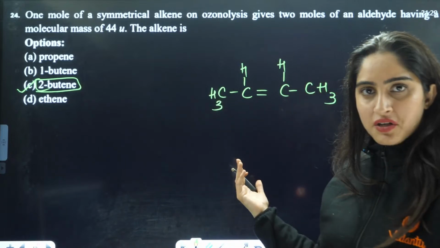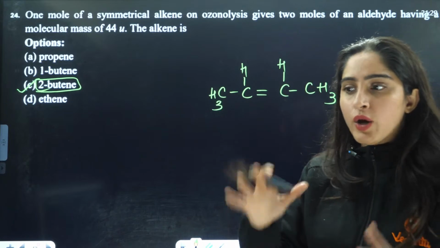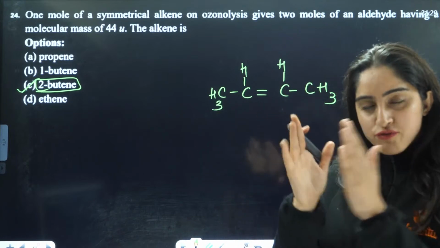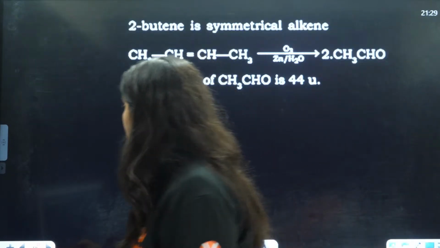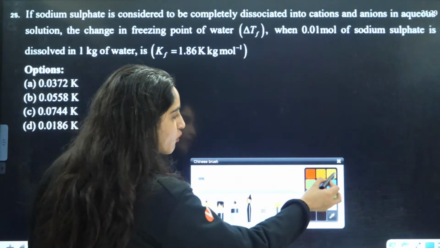Reverse this situation. Because when you do ozonolysis, you break the double bond and attach double bond O. Here I have eliminated oxygen, I have joined these two things together. Okay, so next question is the last question of today.